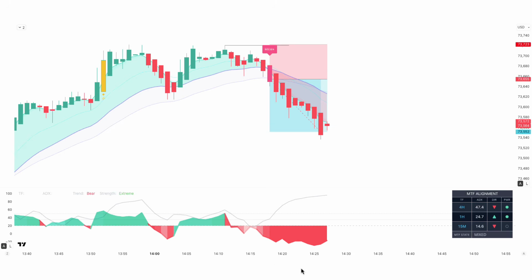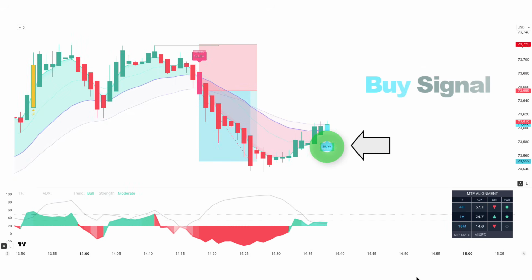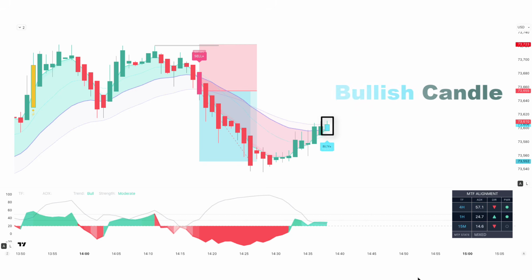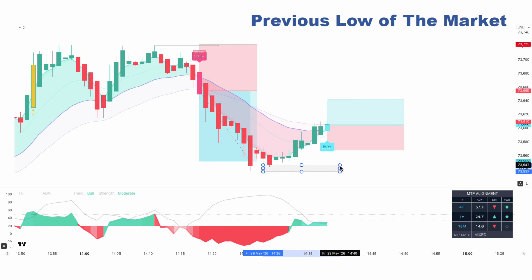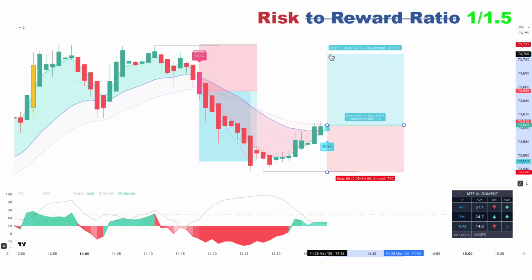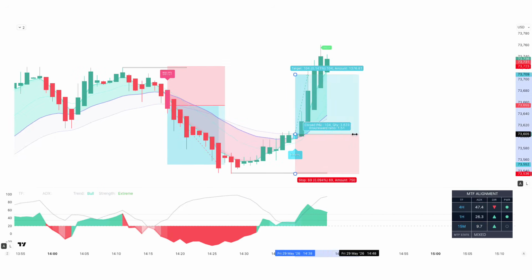Let us now understand the long position. When the Neural Confluence Engine label up of this indicator is a buy signal, the ADX-DI histogram indicator should be a green area, when the market forms a bullish candle. If this condition is fulfilled, then we will place a buy order. Our stop loss is to be placed at the previous low of the market, and the risk to reward ratio will be 1:1.5. The market has completely hit the target.